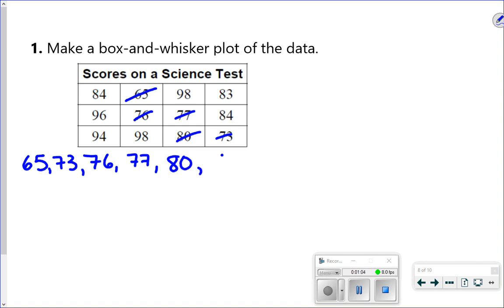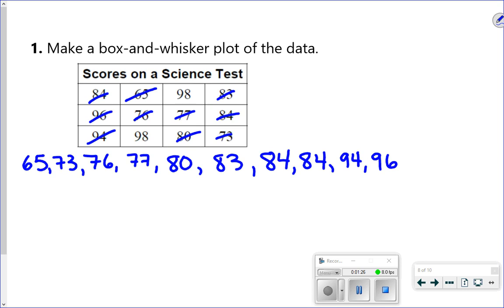I've got 83. I have two 84s. 84, 84. Okay, looks like next comes 94. And I have a 96. And then I have two 98s. It's always a good idea to count up your numbers. Make sure you have all of the numbers there. So this table had 12 numbers, and if I count my list of numbers, 1, 2, 3, 4, 5, 6, 7, 8, 9, 10, 11, 12. I did get all 12 written down.